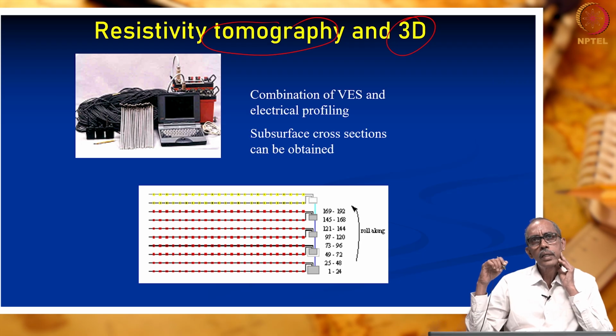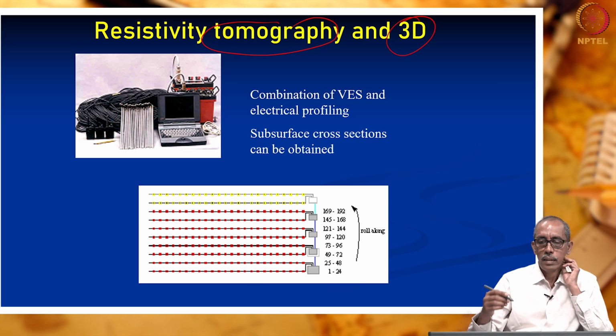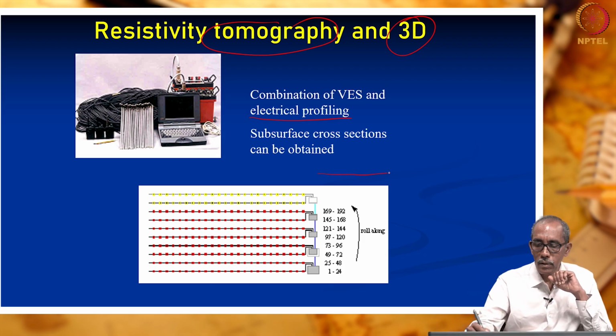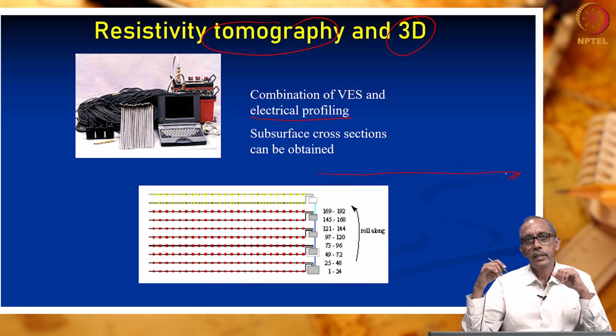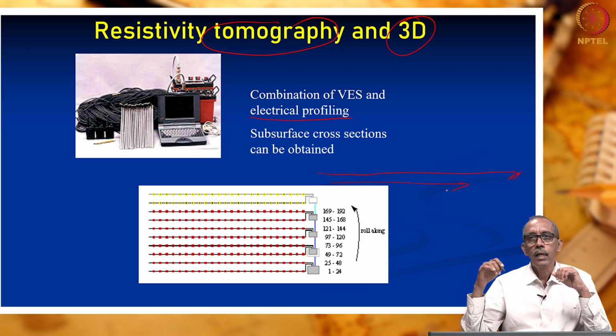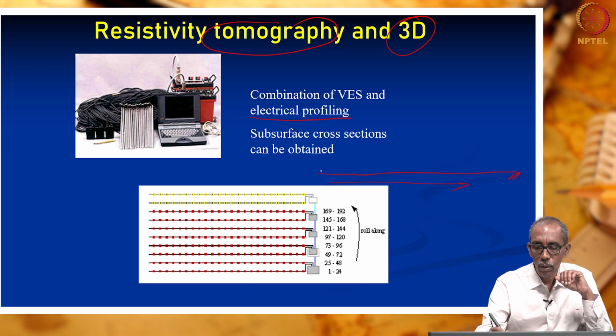So, what is the 2D or 3D resistivity method? Hope you can recollect, initially we had a look into the electrical profiling method. What did we do in electrical profiling? This was the ground surface. Our aim there is to understand horizontally how the rock formation changes. Hence, we resorted to profiling.